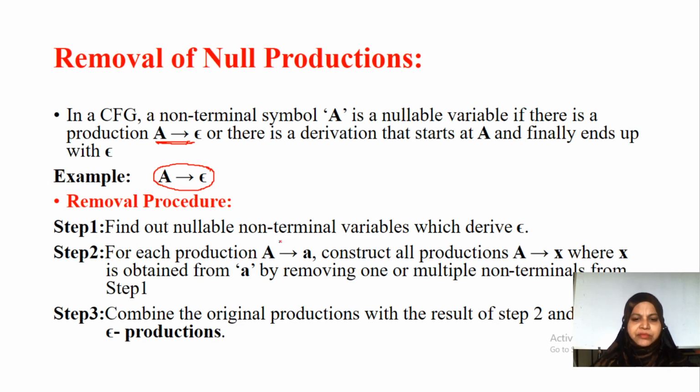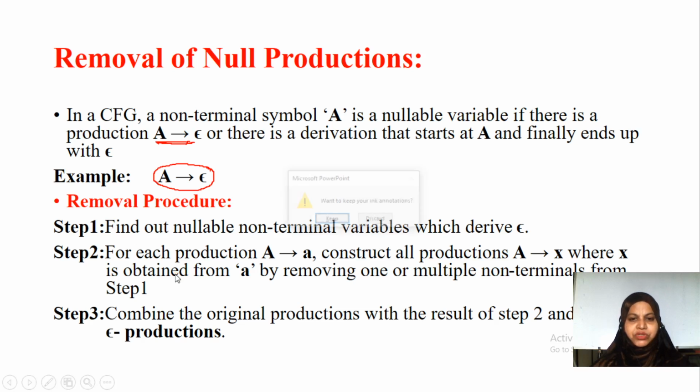Find out the nullable variables. Just substitute the epsilon symbol wherever a variable is present. Step 1: find the nullable variable which derives epsilon. In step 2, for each production A tends to alpha, construct all the productions A tends to X where X is obtained from alpha by removing one or multiple nullable variables from step 1. Combine the original productions with the result of step 2 and we can remove the epsilon production. In this way we are removing the null production.